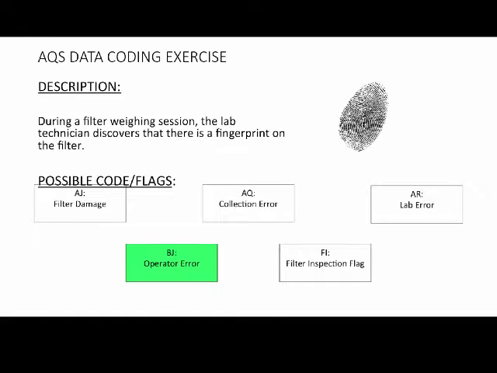BJ, operator error. And the key to this one was that it was a postway. And so lab technicians, if they're doing everything they should be doing, should be wearing gloves, and therefore the fingerprint could have only been the site operator. You guys are easy, man. I got booed off the stage in South Coast for this example.